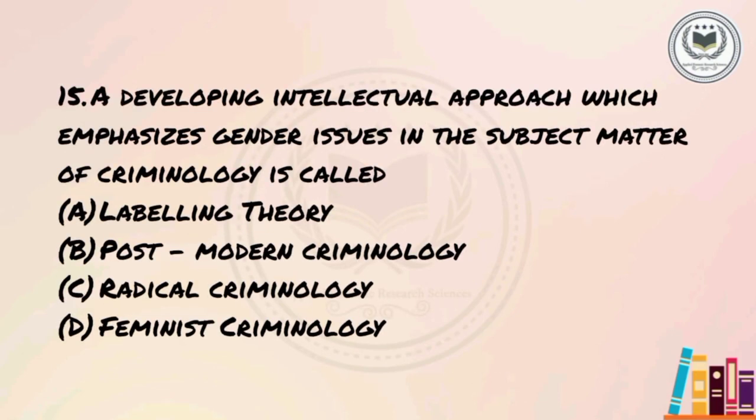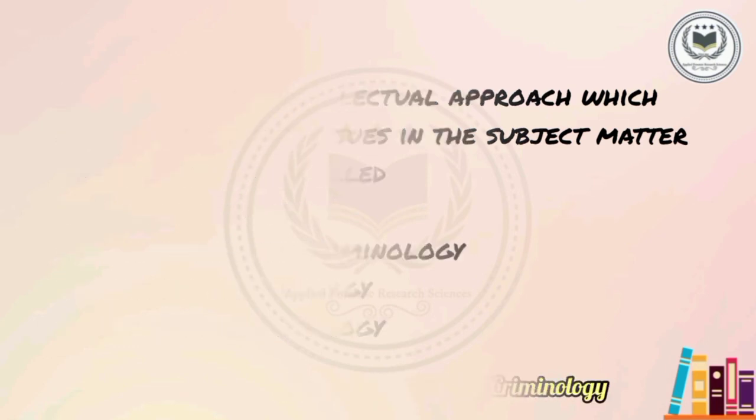And the last and 15th MCQ, that is a developing intellectual approach which emphasizes the gender issue in the subject matter of criminology is called option A labeling criminology, option B post-modern criminology, option C radical criminology, option D feminist criminology. And the correct answer is option D feminist criminology.